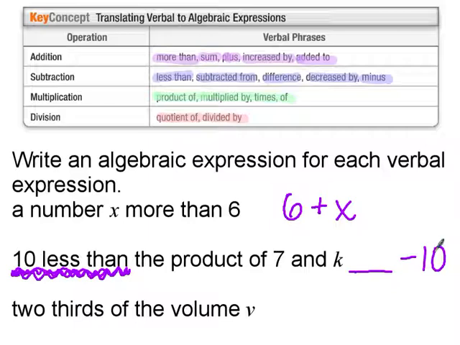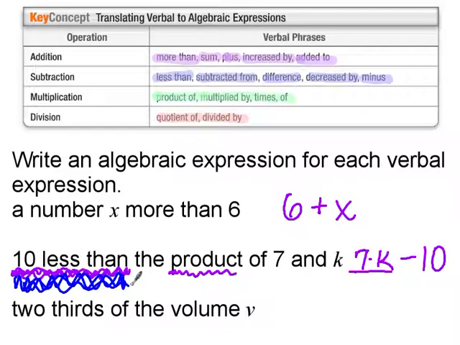And it says the product of. What does product mean? Multiplication. So I have a multiplication sign somewhere here. 7 and k. What would that be? 7 times k. Yep. So I end up having 7 times k minus 10. The biggest thing I want you to take from this: when you have a "less than," you leave a space and then put your minus. Do not start with that.